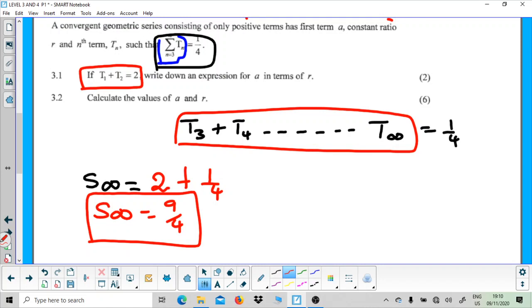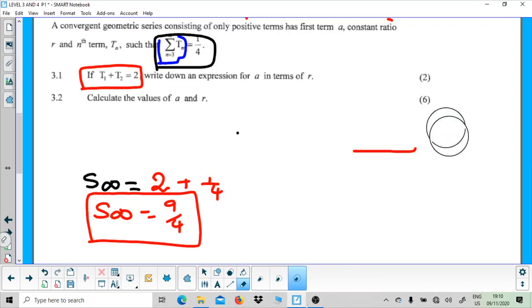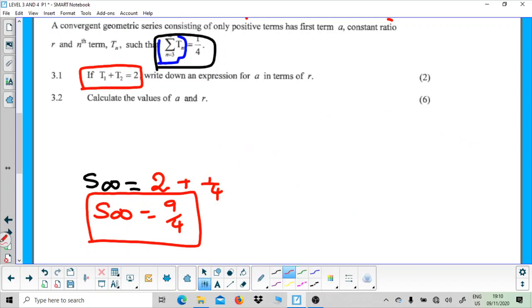Now, once you figure out the correct sum to infinity, you are going to be ready to answer this question, and things will be easy from then on. So why don't we answer it together? The first question asked, that is 3.1, it asked for us to write down an expression for A in terms of R. T1 plus T2 is equal to 2. It's a geometric, people.